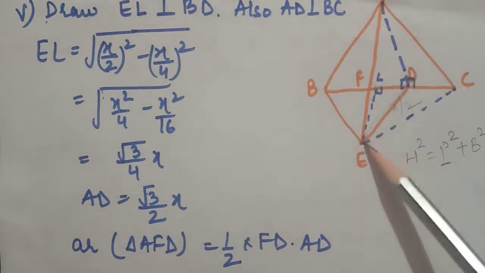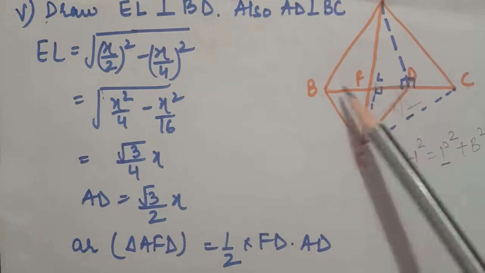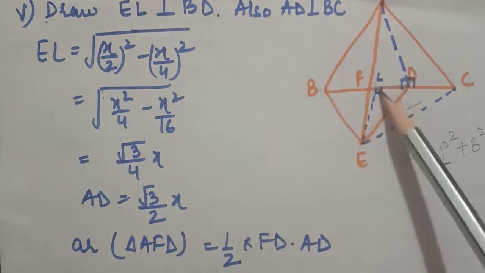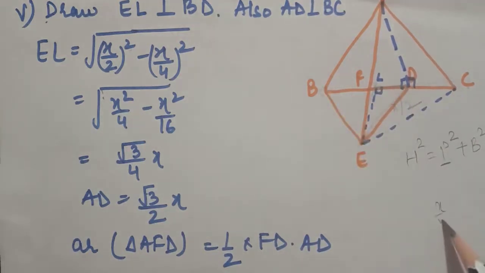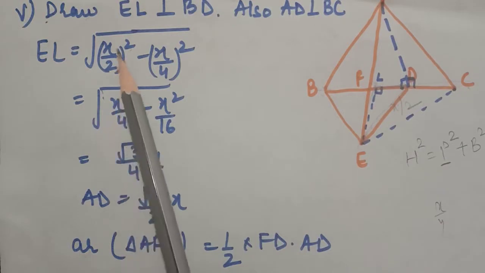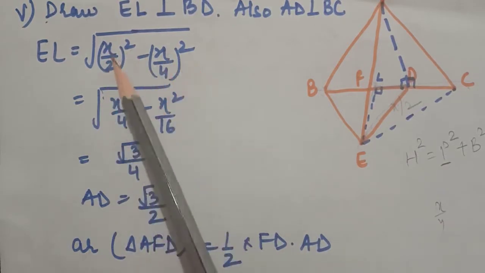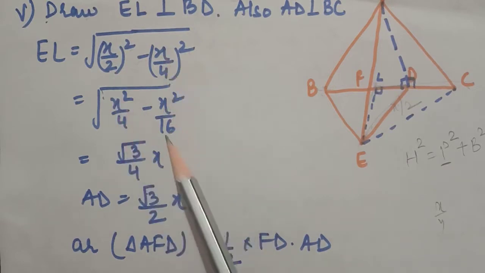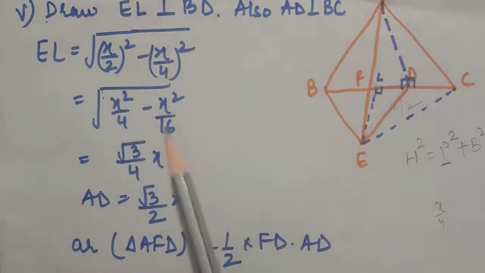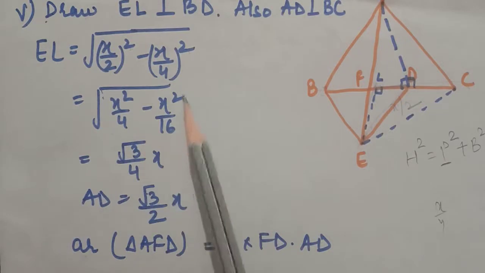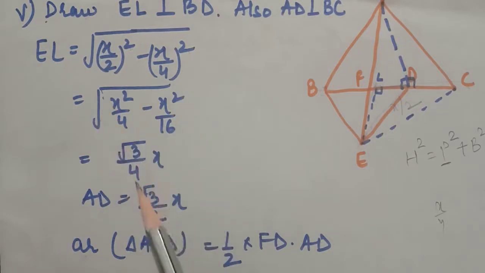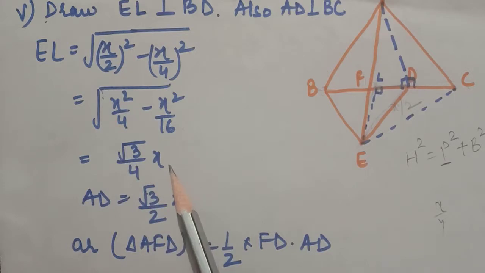And this is a perpendicular bisector. So definitely this is half of this, which is x by 2, so half of it is x by 4. So definitely students, x by 2 whole square minus x by 4 whole square. Now we will solve it. x square by 4 and x square by 16. When we solve, take the LCM and take the square root, it is root 3 by 4 x. This is root 3 by 4 x. Now we know it very well that AD is also root 3 by 2 x.